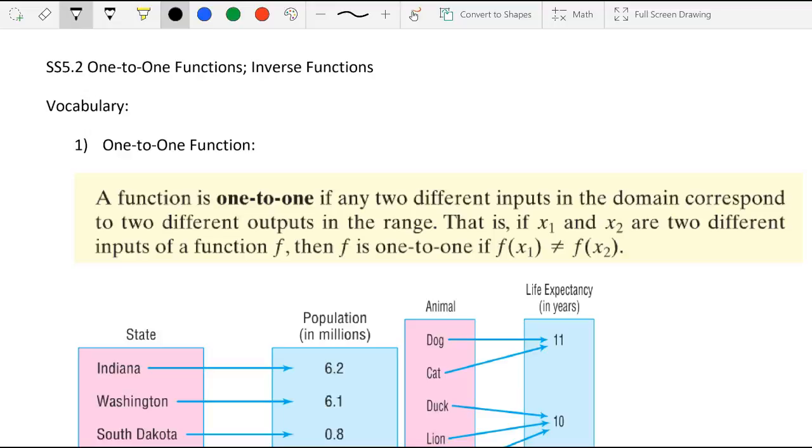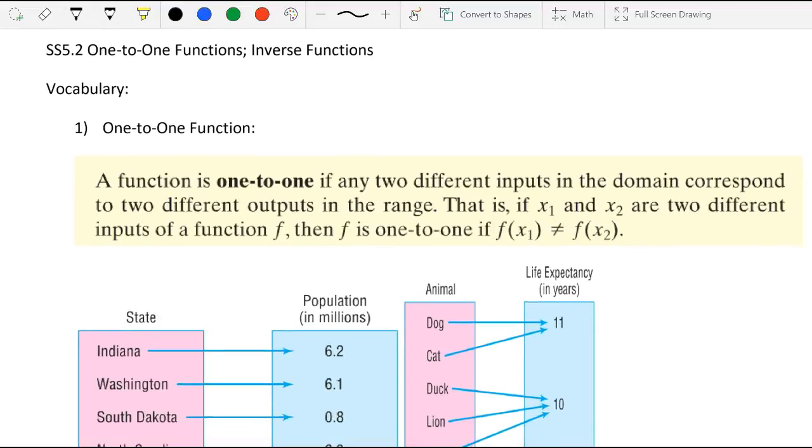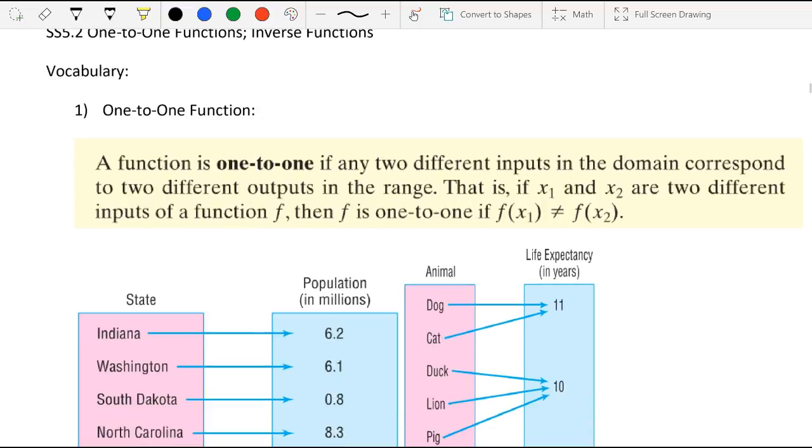Hi class, this video notes is for 5.2 vocab, okay? So the first vocabulary, let's read it together. One-to-one function, super important, okay?